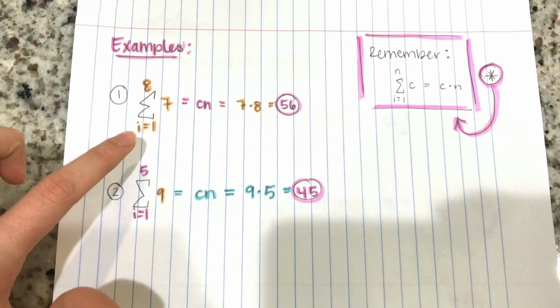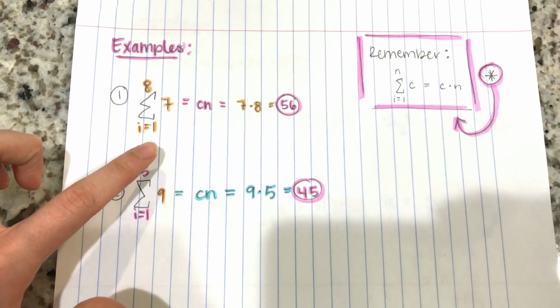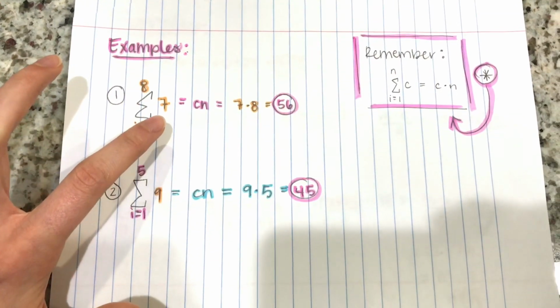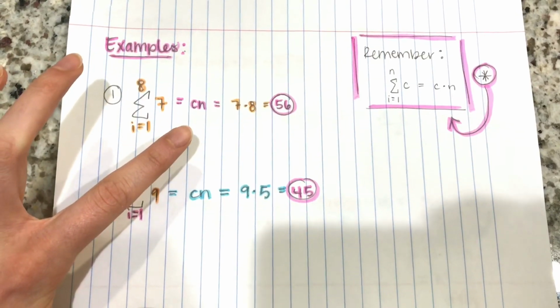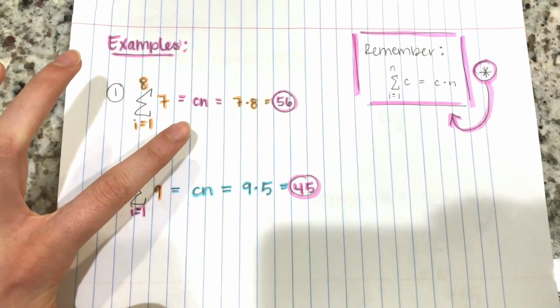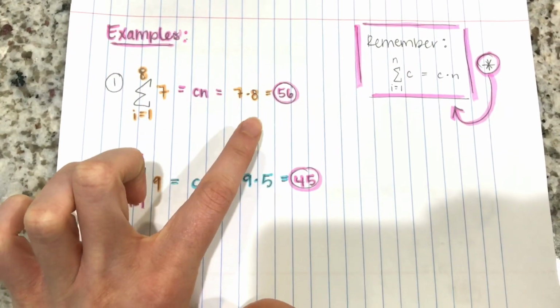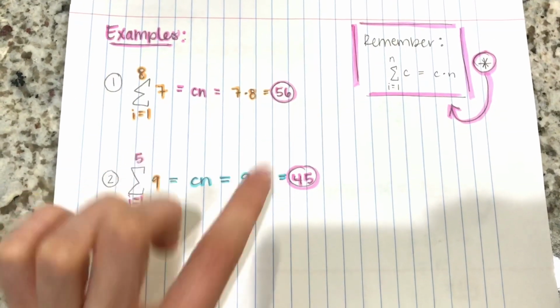So the first problem, we are starting at 1 and the stopping point is 8. We have a constant of 7. So we already know that if you have a constant, you can use the formula C times n. So that's what I did, and I did 7 times 8, which is 56.